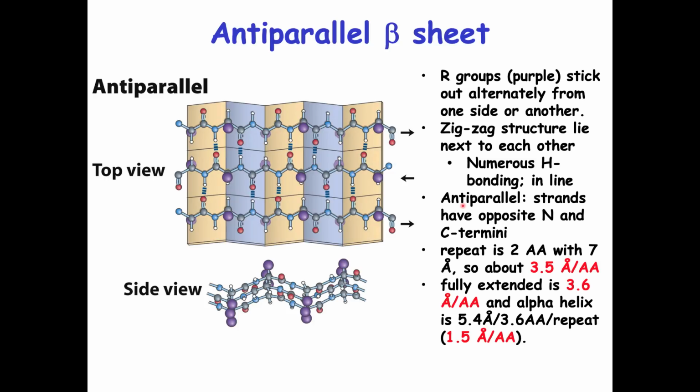In contrast, when we looked at those alpha helices, their amino acids were only 1.5 angstroms in length on average. And so what you see is a very compacted structure in the alpha helix as compared to the antiparallel beta sheets or the fully extended.